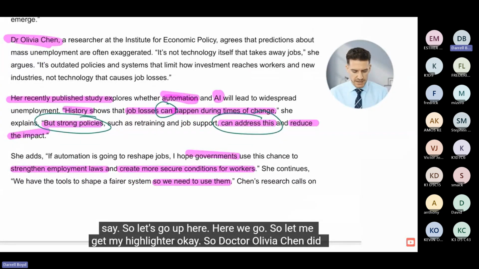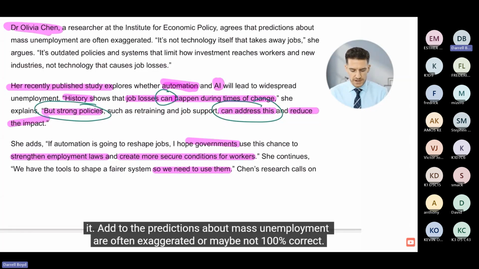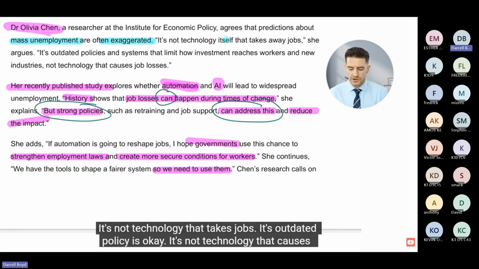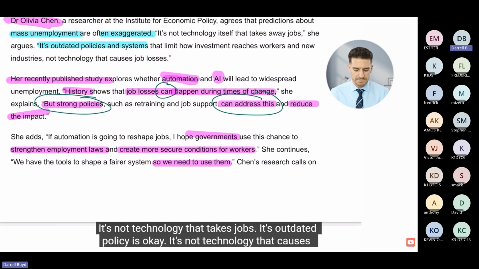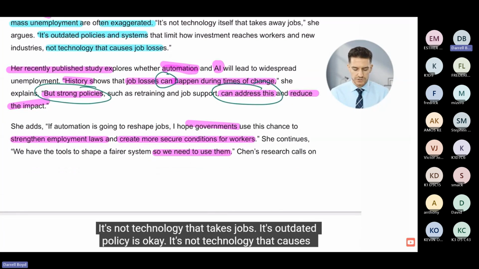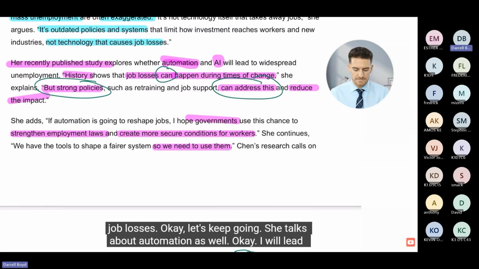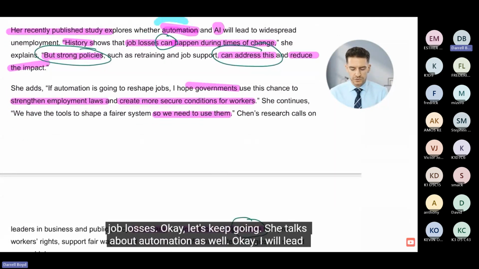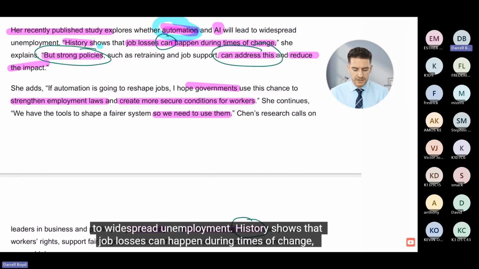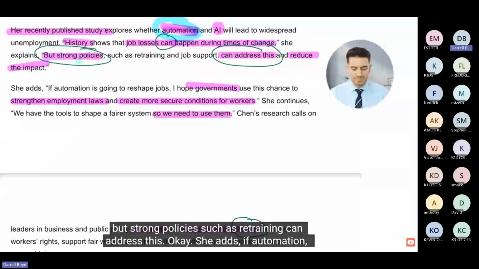So let me get my highlighter. Okay, so Dr. Olivia Chen. Predictions about mass unemployment are often exaggerated or maybe not 100% correct. It's not technology that takes jobs, it's outdated policies. Okay? It's not technology that causes job losses. Okay? Let's keep going. She talks about automation as well. Okay. AI will lead to widespread unemployment. History shows that job losses can happen during times of change, but strong policies such as retraining can address this.